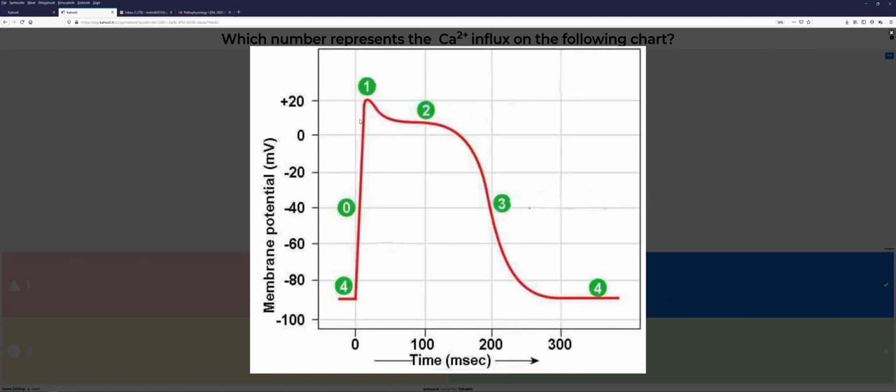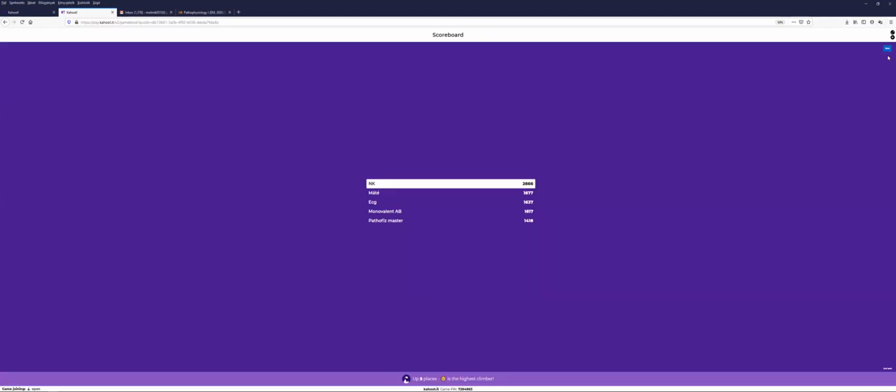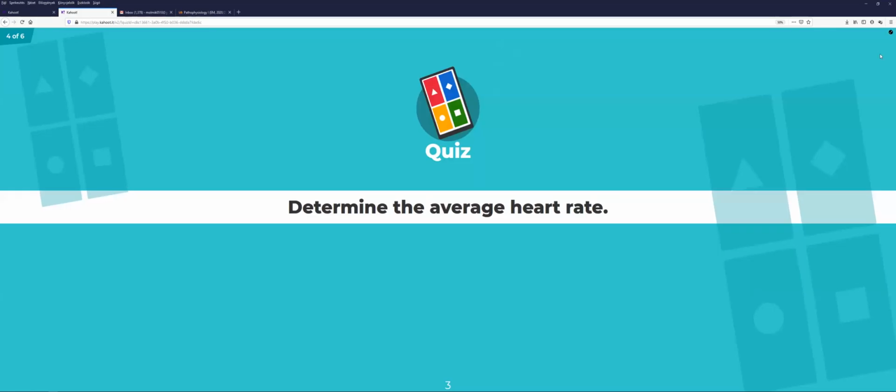What's happening in the first phase? Sodium ions. Exactly, the sodium ion. And in the first and the second we do have the potassium as well, the fast current potassium, but mainly the calcium comes in. But basically, nobody's going to ask you this when you're looking at an ECG. Okay, let's see the next one.